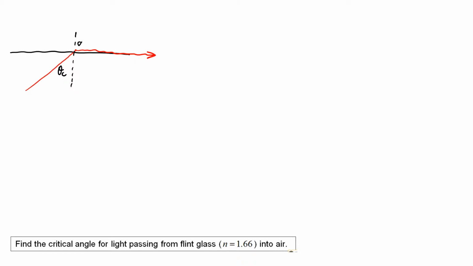So we start off by drawing and labeling a simple diagram. We have a light ray coming in at the critical angle theta c and being refracted through the other side at an angle of exactly 90 degrees. Now Nr in this case will be 1 because the refractive medium is air, and Ni will be 1.66 because the incident medium is the flint glass.